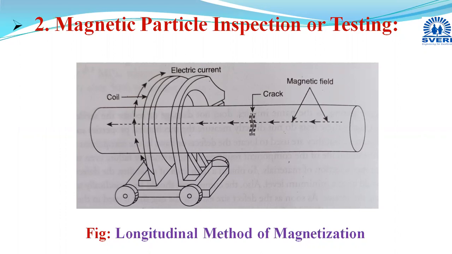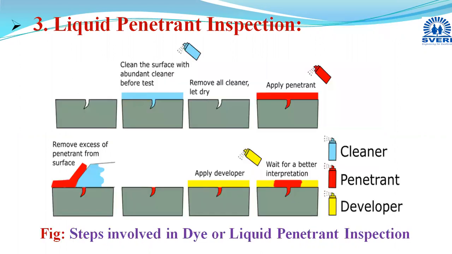Okay, and for easy identification of cracks, ferromagnetic powders are available in different colors: gray, black, and red. These three different colors are there so that we can easily identify them. So this is magnetic particle testing or magnetic particle inspection, the second type. Now I will move toward the third type, liquid penetrant testing or dye penetrant testing.